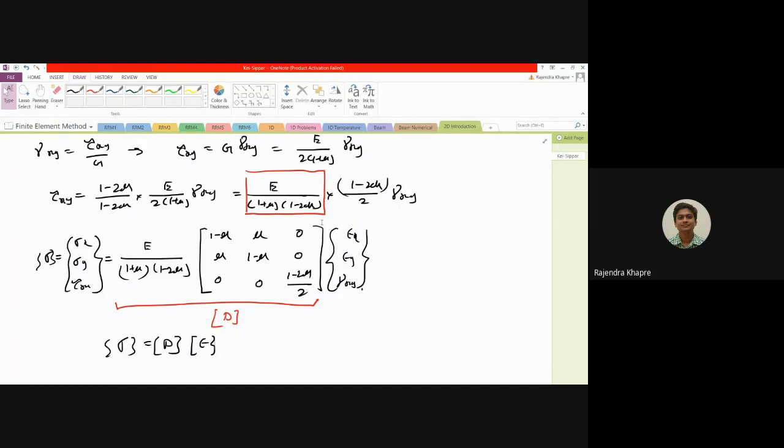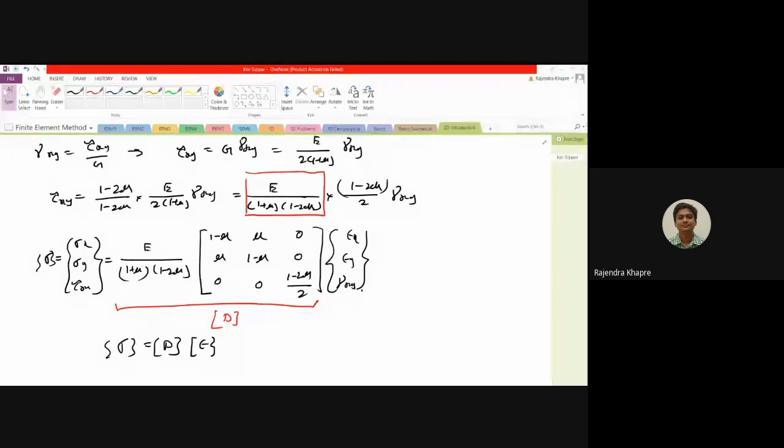Lastly, there is one more case, that is the axisymmetric case. The derivation part and the justification part we will cover when we start the axisymmetric problem. I am stopping here today, and we will continue tomorrow with the derivation of the CST element, which is used for the analysis of 2D problems.